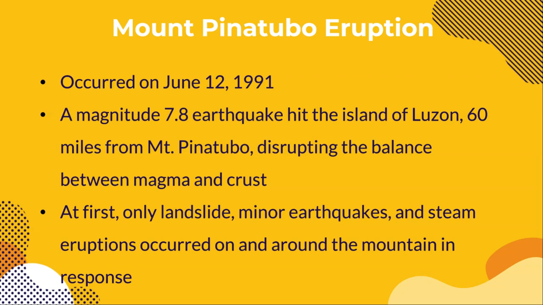Now, the official eruption took place on June 12, 1991. However, there was a bit of a buildup beforehand. In June, a magnitude 7.8 earthquake hit the island of Luzon about 60 miles away from Mount Pinatubo. At first, only a landslide, a few minor earthquakes, and small steam eruptions were detected in the area around the volcano.